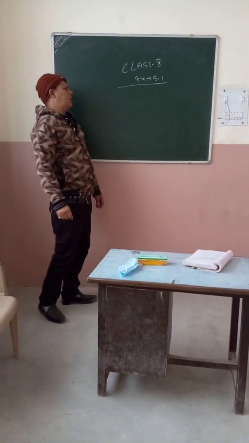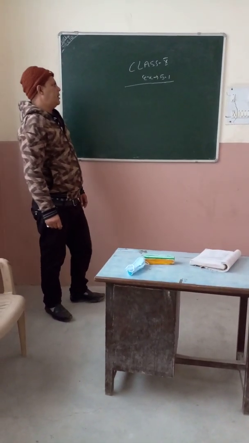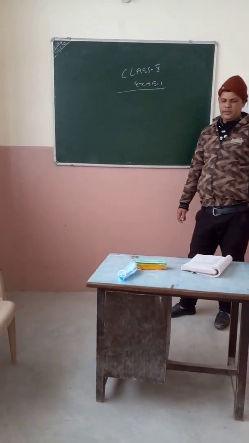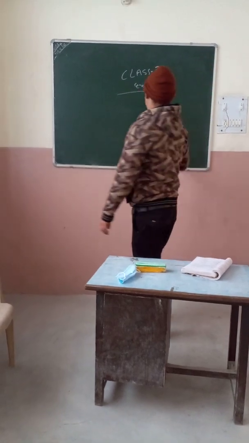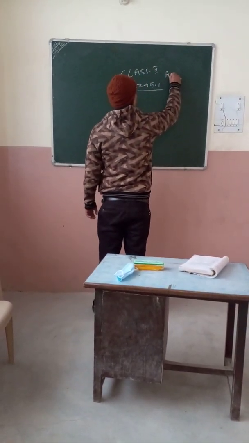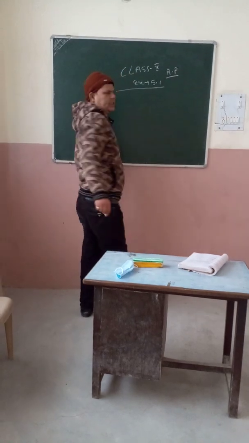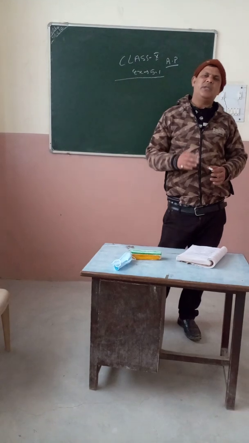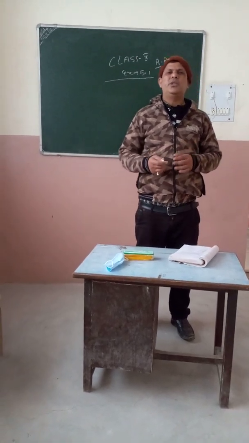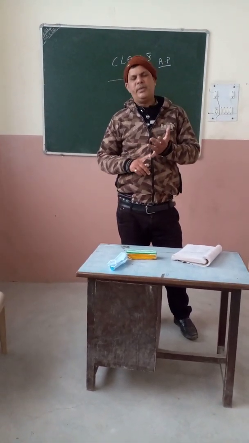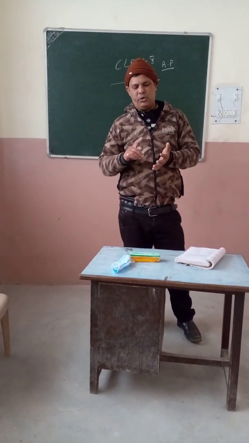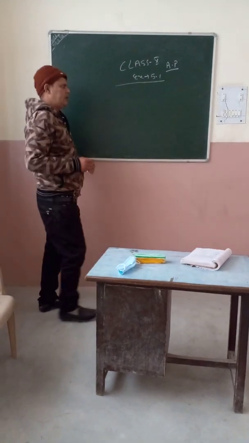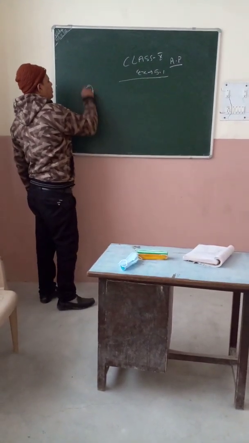Good morning students. Today I am going to start exercise 5.1 for class 10. This is arithmetic progression, meaning AP. In 10th class we only study AP, but in other classes we study arithmetic progression, geometric progression and harmonic progression. So think about just 5.1 and how we can solve the questions.